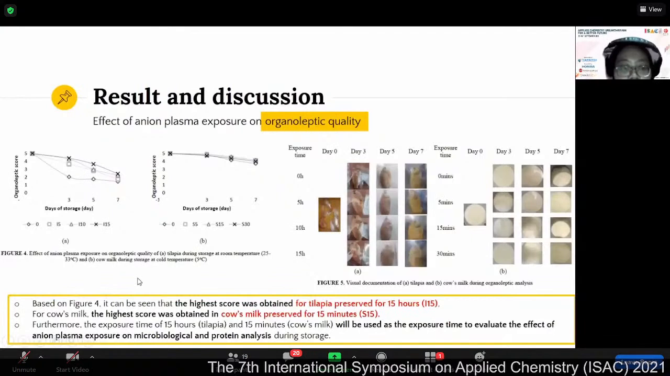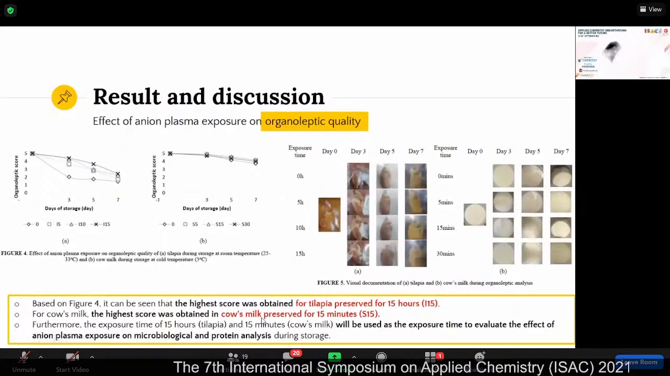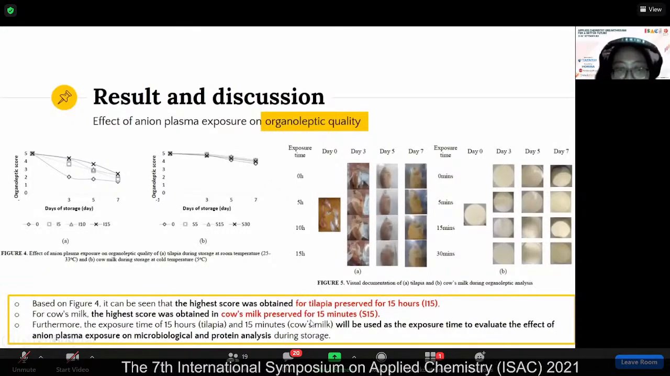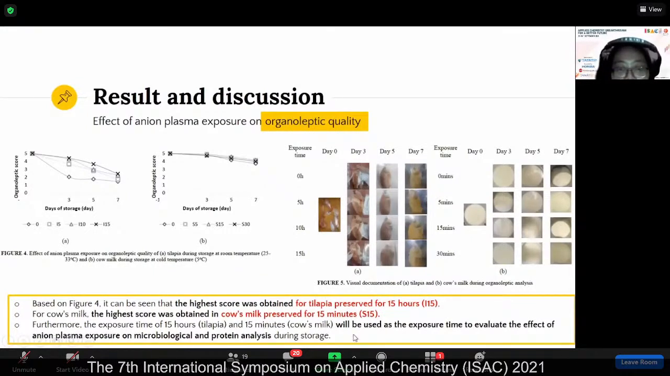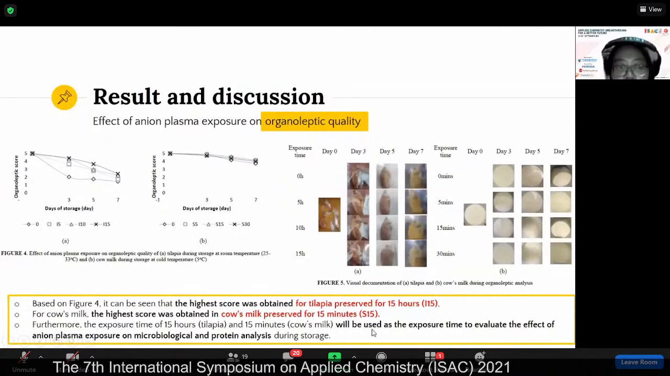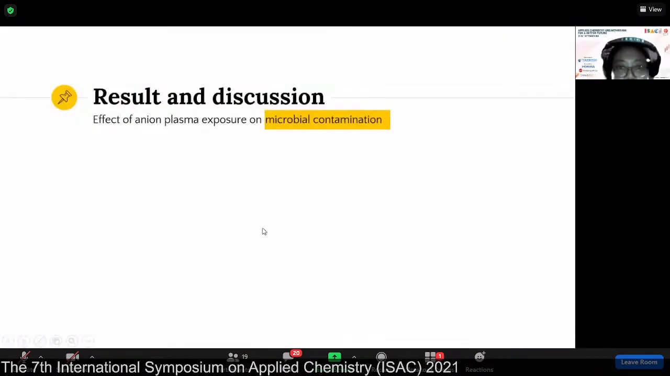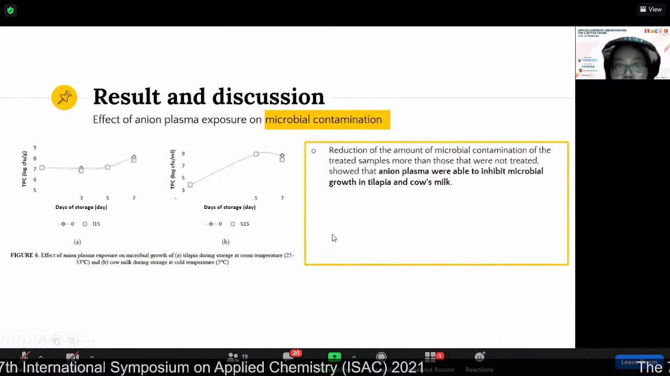Based on the figure, it can be seen that the highest score was obtained for tilapia fish preserved for 15 hours and cow's milk for 15 minutes. And this will be used as the exposure time to evaluate the effect of NM plasma exposure on microbiological and protein analysis. And the next is microbial contamination.